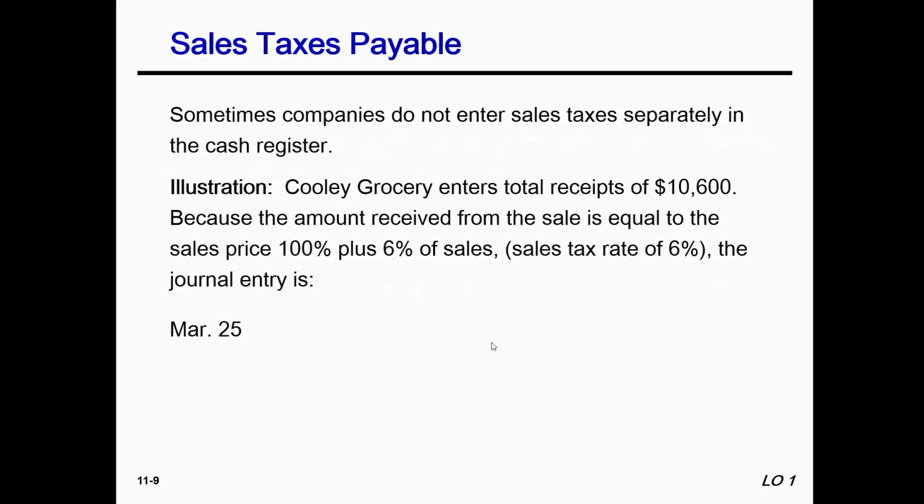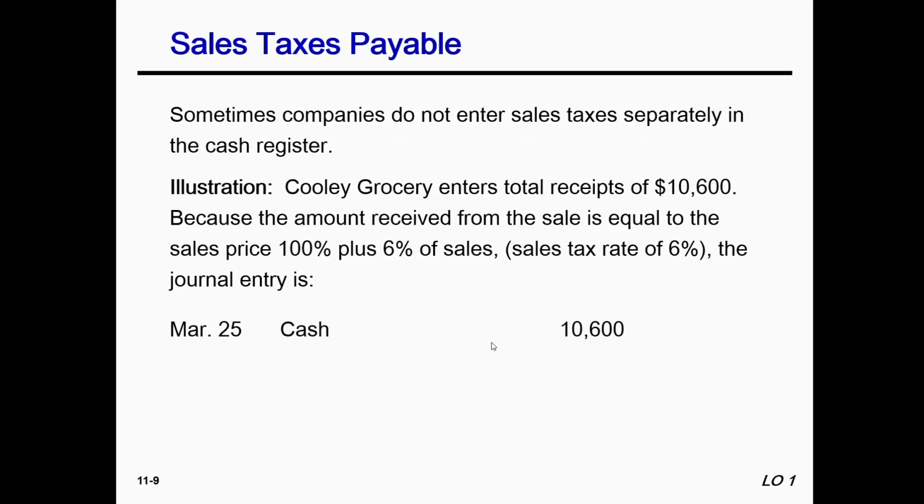Sometimes companies do not enter sales tax separately in the cash register. So if this is the case, then we have to extract the amount. There is a procedure, or you can say steps, to extract the sales tax out of the full cash receipt. So let's look at this example. Kole Grocery enters a total receipt of 10,600 because the amount received from the sale is equal to the sales price, which is 100%, plus 6% of the sales tax. So how do we record this journal entry now?